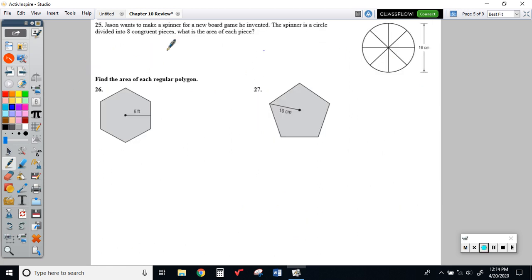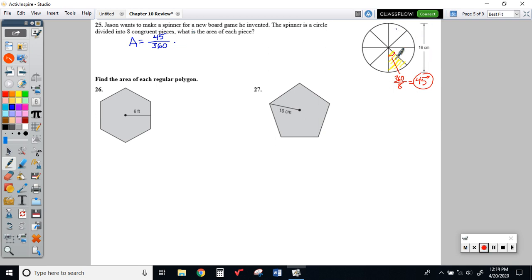Next up, we've got Jason making a spinner for a new board game he invented. The spinner is a circle divided into 8 congruent pieces. What's the area of each piece? So we just care about one of these pieces. I'll use yellow. That shows up decent. So we're just looking for the area of that part there. So I would need to know what's that degree measure. And if it's 8 congruent pieces, it's 360 divided by 8, which is 45. So if we use that same formula, 45 out of 360, you could say 1 out of 8, and that would be totally right as well.